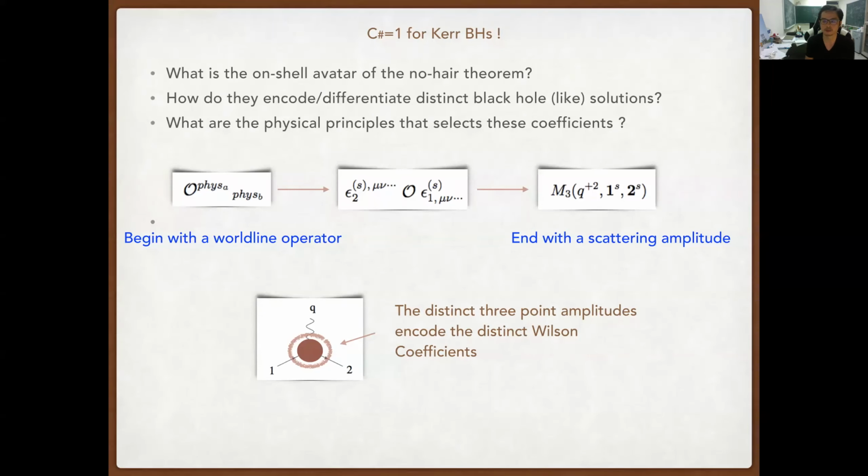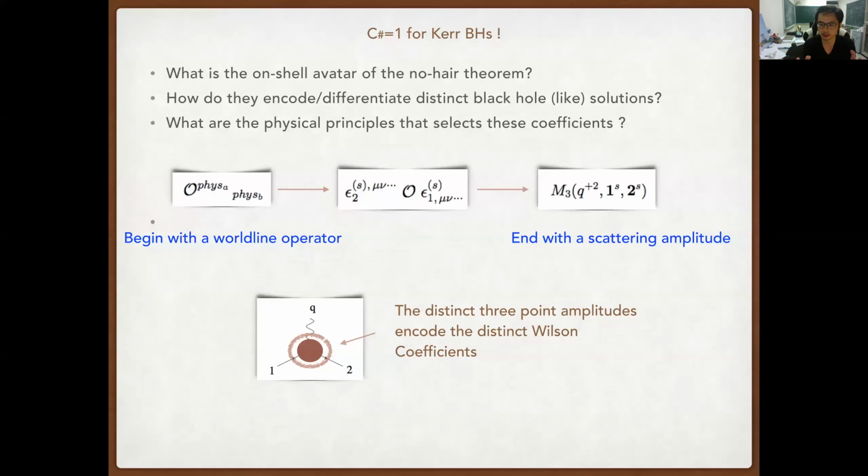And furthermore, since in 4 dimensions we know that there are a lot of distinct black hole solutions, how do these different black hole-like solutions differentiate among themselves in this on-shell language? And finally, if possible, we want to explore what are the possible physical principles that select these coefficients. So to answer that, we go from the world line theory to something on shell. We can take all of these world line operators and sandwich them between polarization tensors, and then we get a scattering amplitude.